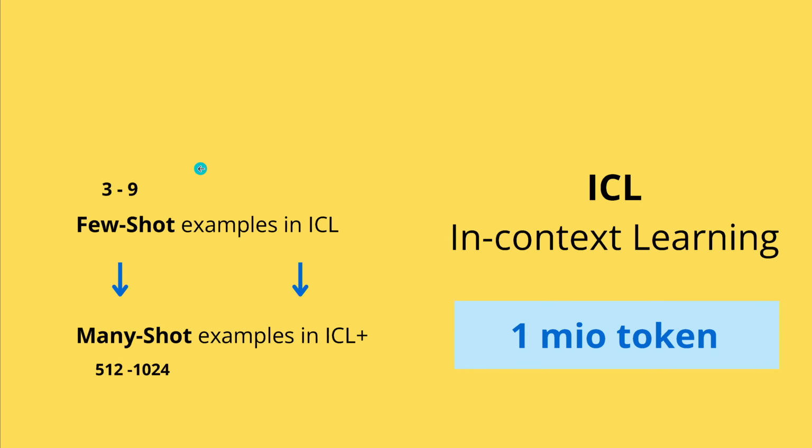So if I do few-shot examples, normally 3 examples, 4 examples, up to maybe 9 or 10 examples. But now with this new opportunity, with new technology, by Ring Attention, Infini-attention, and so on, many-shot is now 500 to 1,000 and several thousand examples.